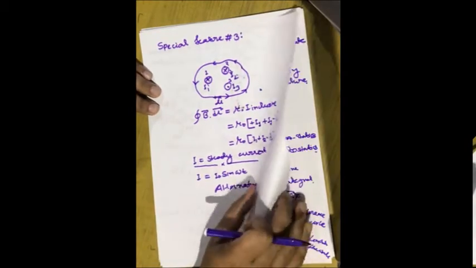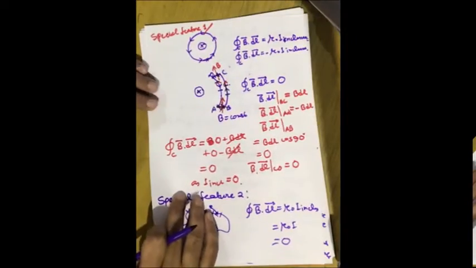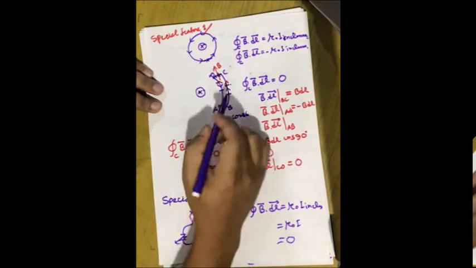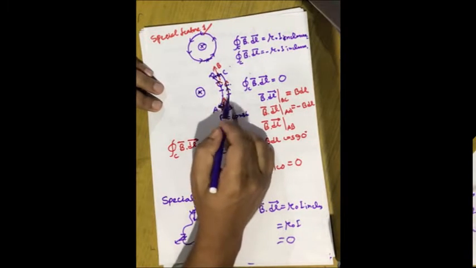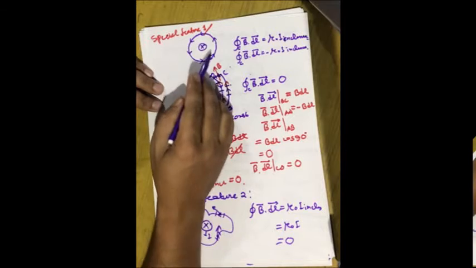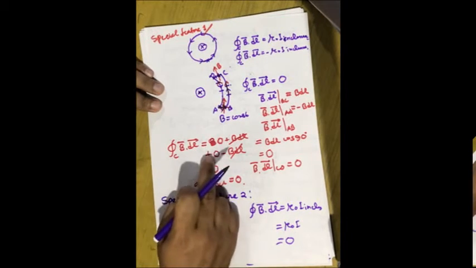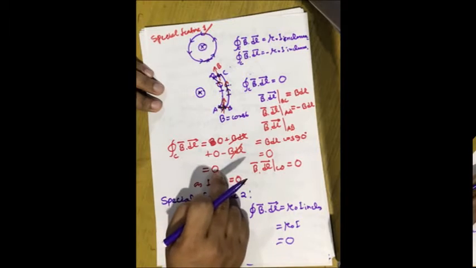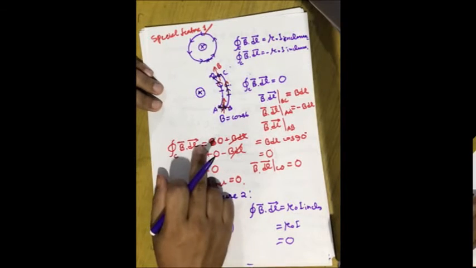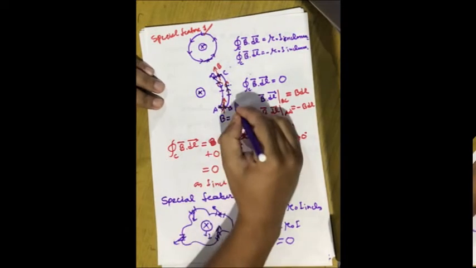So let me repeat it again. The first property which we find is that if the chosen path does not completely surround the current carrying conductor, then Ampere circuital law will give you B dot dl is equal to 0, since I inclusive is 0 in this case. That we have already proved.